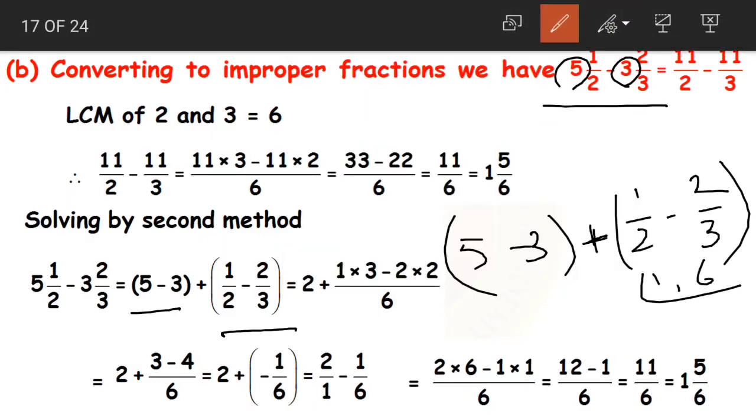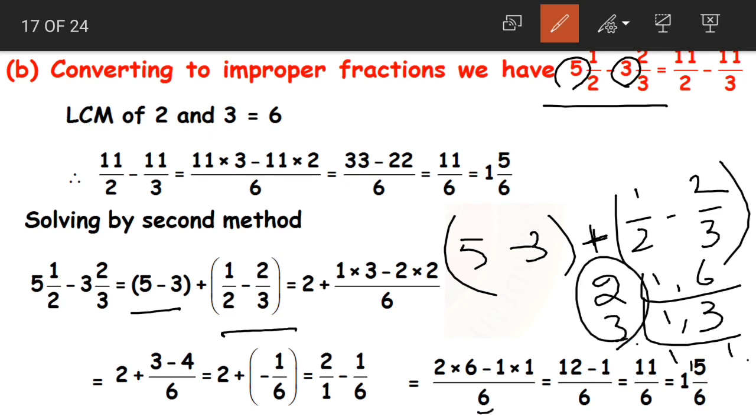1 and 6. 2. 1 as it is. 2 3s are 6. And then we have the prime number 3, wherein 3 1s are 3. So the LCM becomes 2 into 3, 6. Now we are having 2 here whose denominator is 1. So 1 6s are 6. So 2 into 6. Yes, 1 6s are 6. So we are multiplying the numerator with 6 as well.